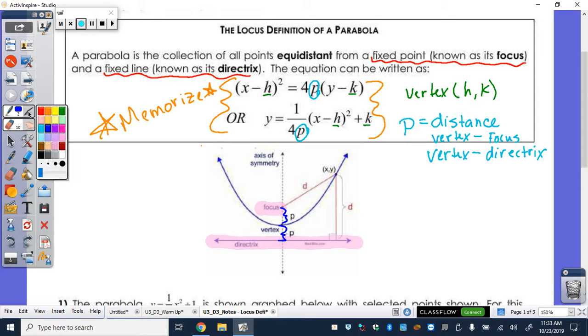And then what ends up happening is any point on your parabola, so I had picked this point right here, any point on that parabola, though, is always going to be the same distance from your focus to that point, and then your directrix and that point. Those are always going to be the same.